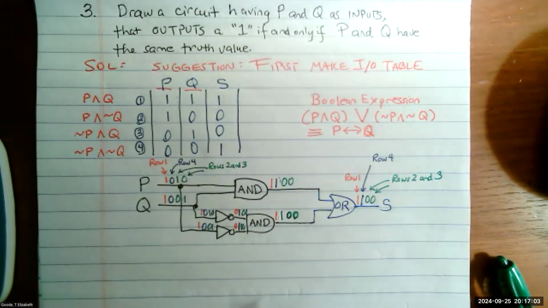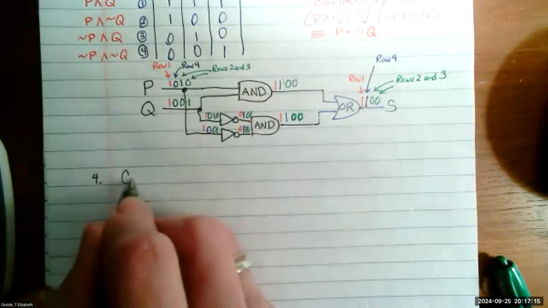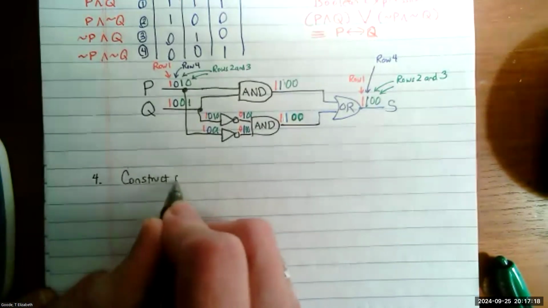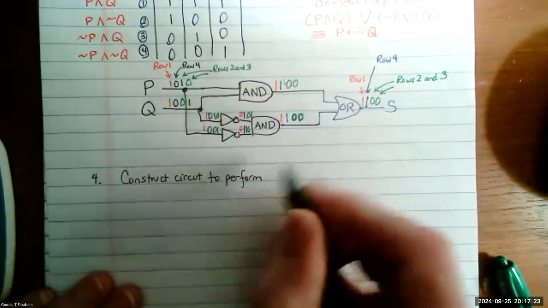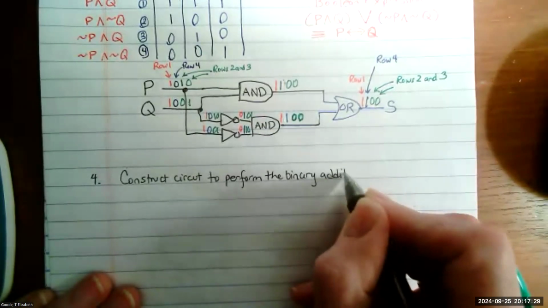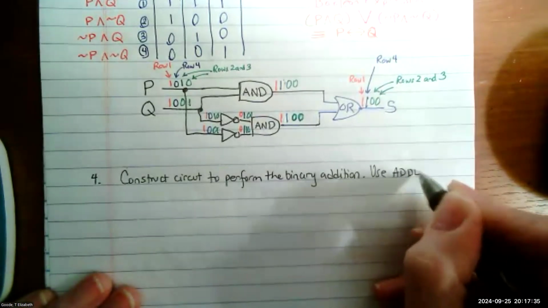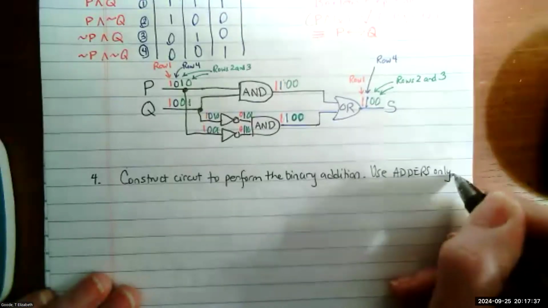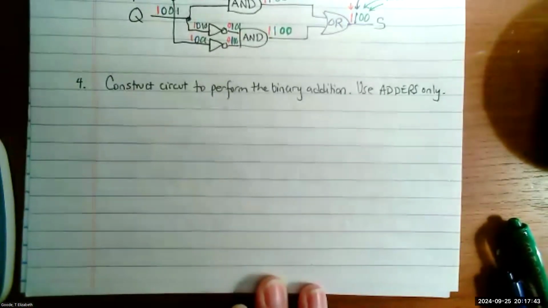All right, so now 4 is one of these full adder, half adder problems. Are we ready to look at 4? Great. So in 4, we're going to construct a circuit to perform the binary addition, and we're going to show the work the way that we did in class. Use adders, okay? We're going to use full adders and half adders only. We're not going to use AND gates or OR gates. We're just going to use full adders and half adders, okay?